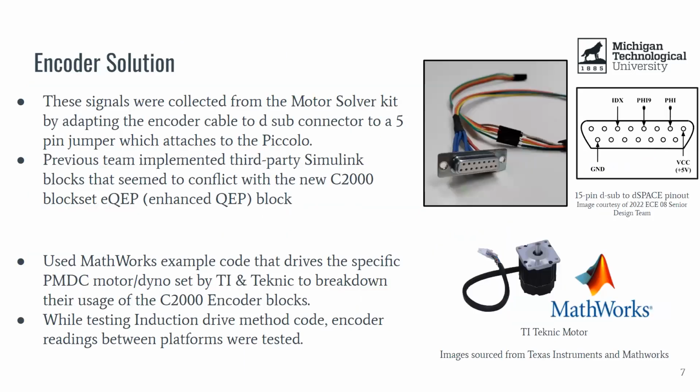A very important element to this project was capturing speed data outputted by the motor's encoder system. To accomplish this, the team created an Encoder Adapter cable to interface the motor encoder with the Piccolo motor controller. This encoder cable was tested for accuracy by comparing the D-Space's own encoder speed data against the Piccolo microcontroller.